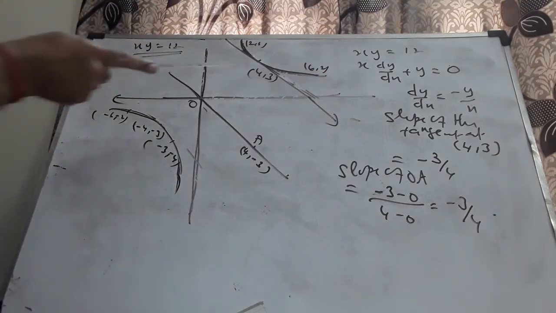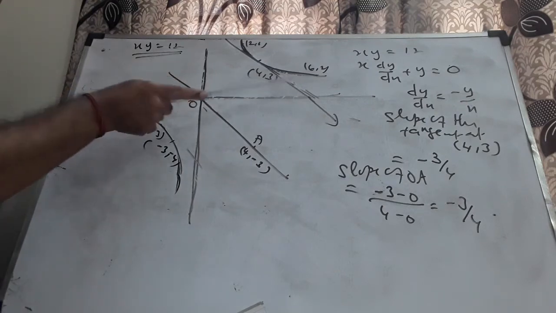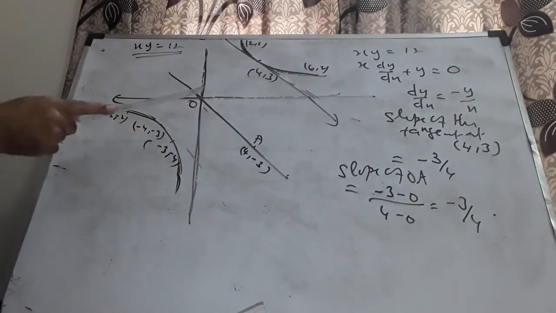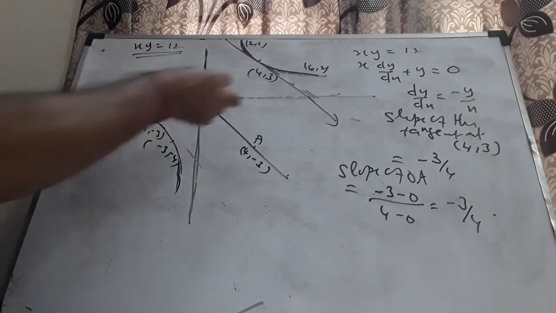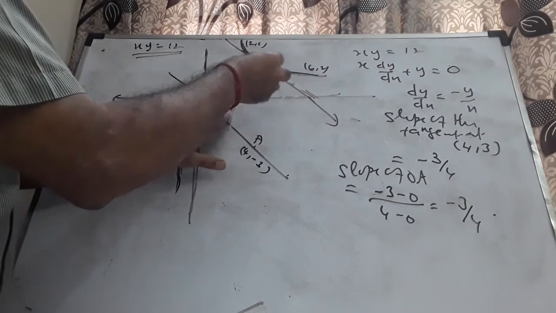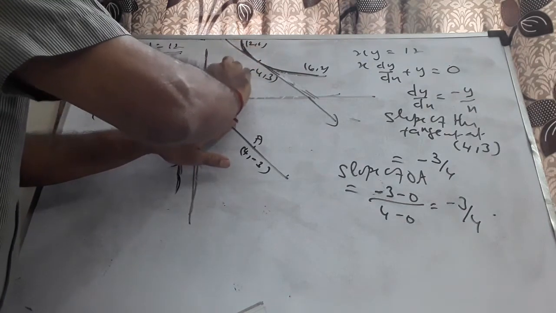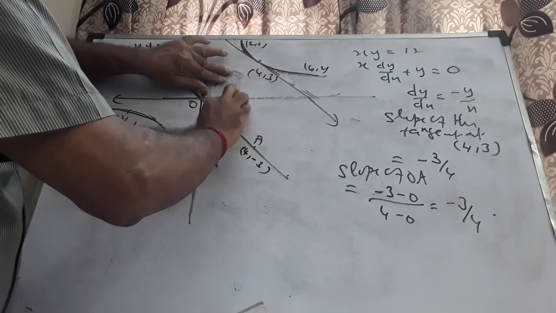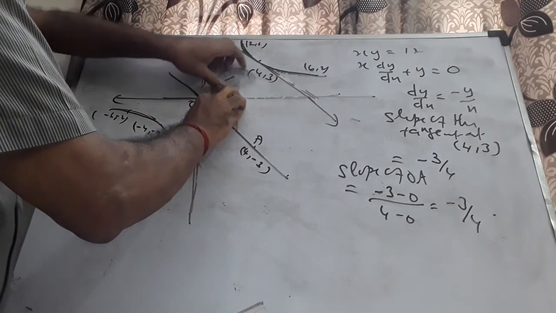slopes are equal. Now, the tangent at (4, 3) is definitely parallel to OA, because the tangent here has a slope of -3 by 4, and the slope of OA is also -3 by 4. Now what I will do is keep my set square like this. You might have done this in lower classes anyway. I'll keep on moving my set square parallel to this.